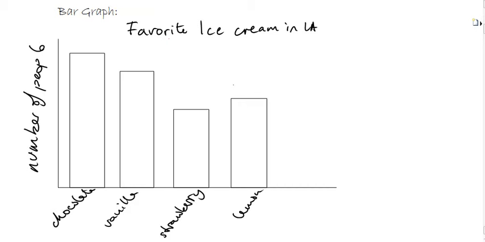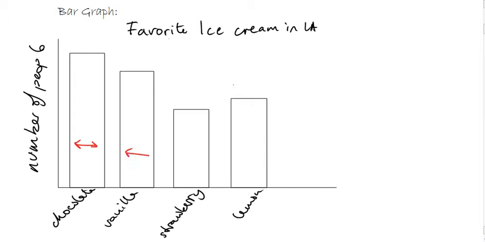So in the bar graph, you have the different answers people give and the number of people who gave that answer. So it allows you to see the frequency with which people said, I like chocolate, I like vanilla, I like strawberry, I like lemon.